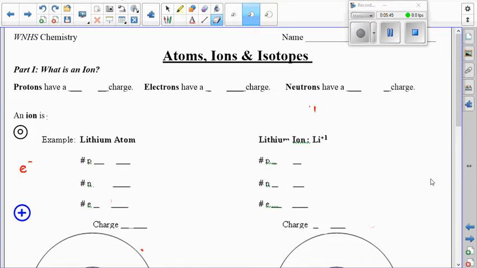Faith, can you tell me what charge a proton has? You got it. What about an electron, Faith? You got it. And neutrons? Look at you, smarty. Love it.